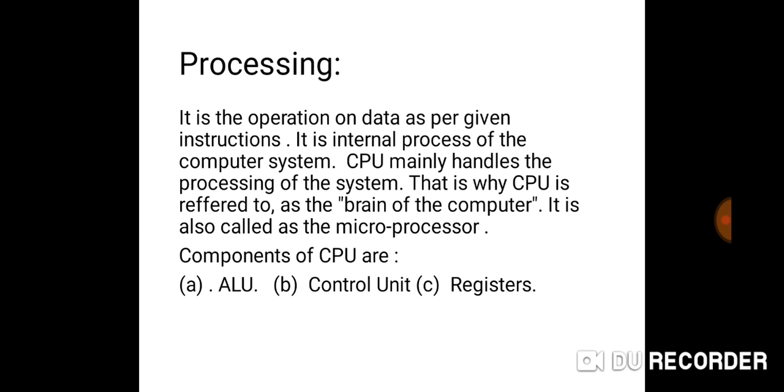Dear students, now let us see processing. It is the operation on data as per given instructions. It is the internal process of the computer system. CPU mainly handles the processing of the system. That is why CPU is referred to as the brain of the computer. It is also called the microprocessor.